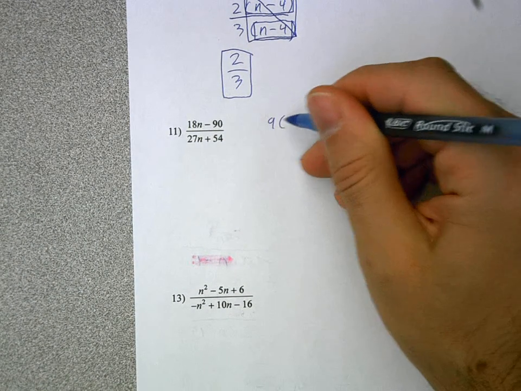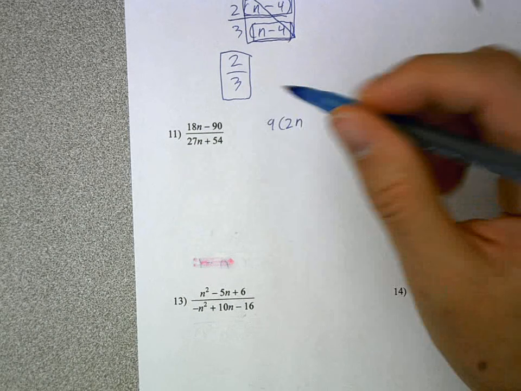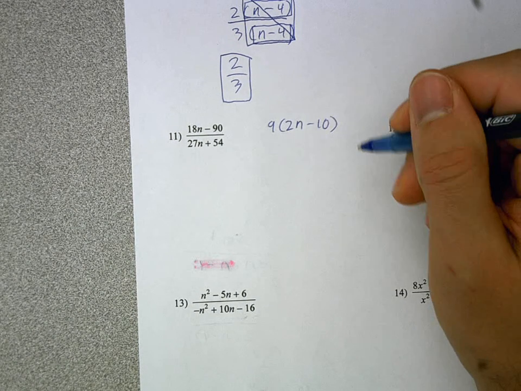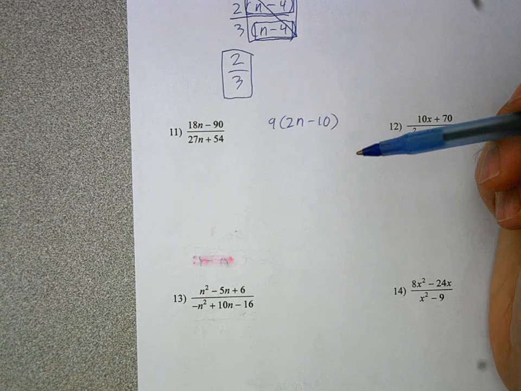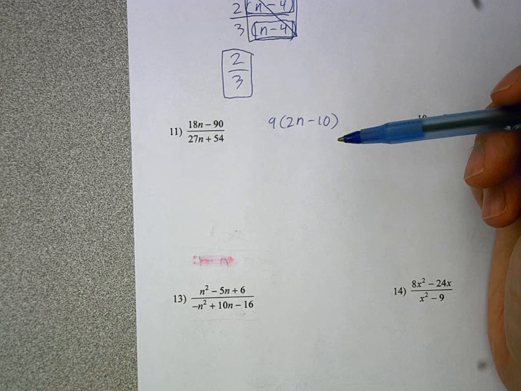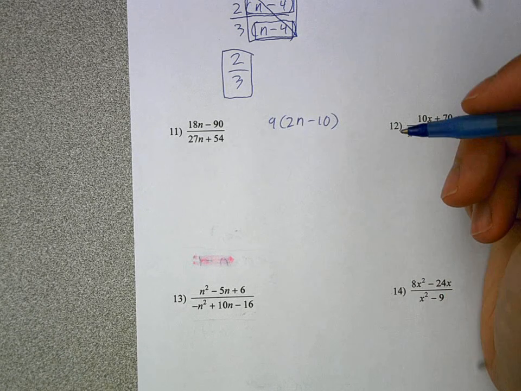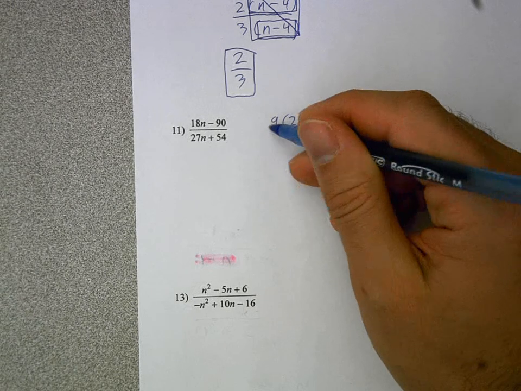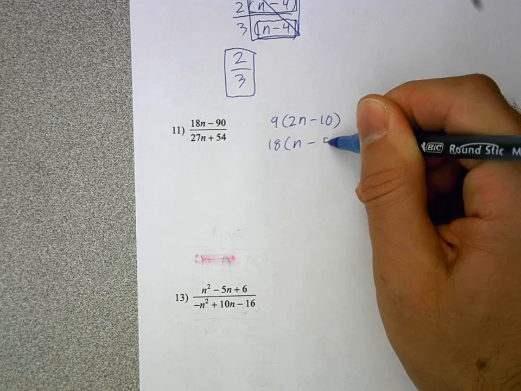18 divided by 9 is 2, 90 divided by 9 is 10. Oh, but wait a second. Do 2 and 10 have something in common? Right, 2 goes into 10. I see a couple head nods. So this reduces even a little bit more. I could take that 2 out, multiply it by the 9, and really I can take 18 out of both of those.